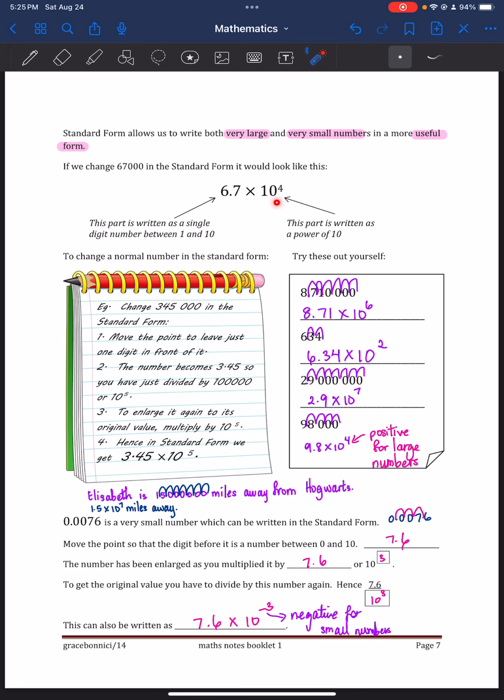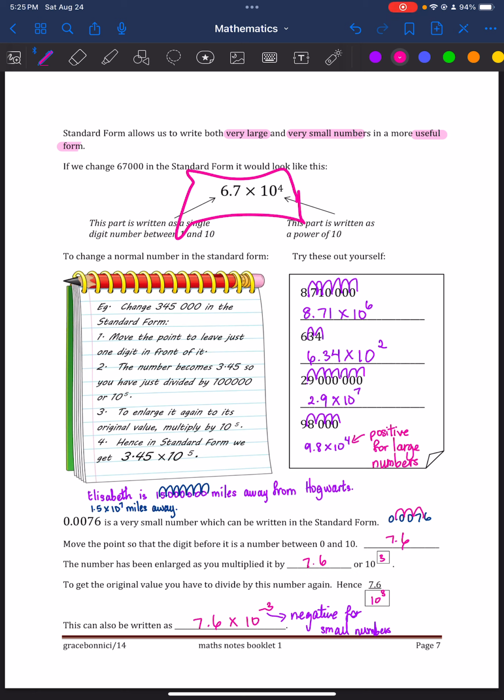So 6.7 by 10 to the power 4, that is a very large number. So it'd be 67,000. So when you're about to write 67,000, you have a small room for mistakes in writing it, which is why you want to know how to state it in standard form instead of just writing all the zeros. You could write 10 to the power 4. So that's the importance, and that's why we're learning it.